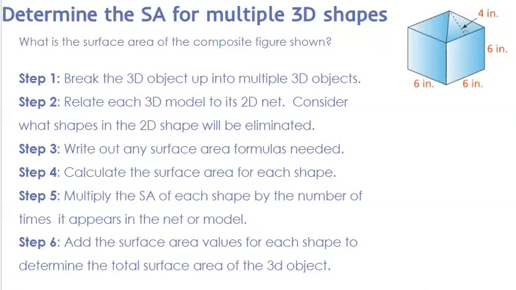This time we're going to look at determining surface area for a composite 3D shape in a different way. So again, we're going to break it down, but this time we're going to break it down into two three-dimensional objects, and we're going to relate each one of those objects to their two-dimensional shape. We're going to determine any surface area formulas we need and also determine any dimensions that we know.